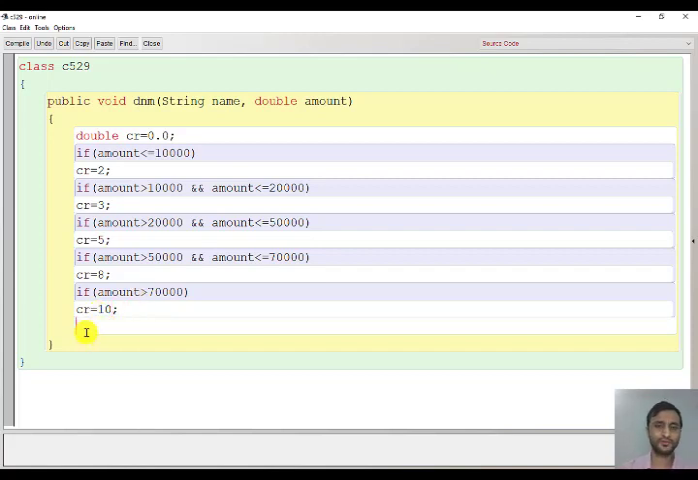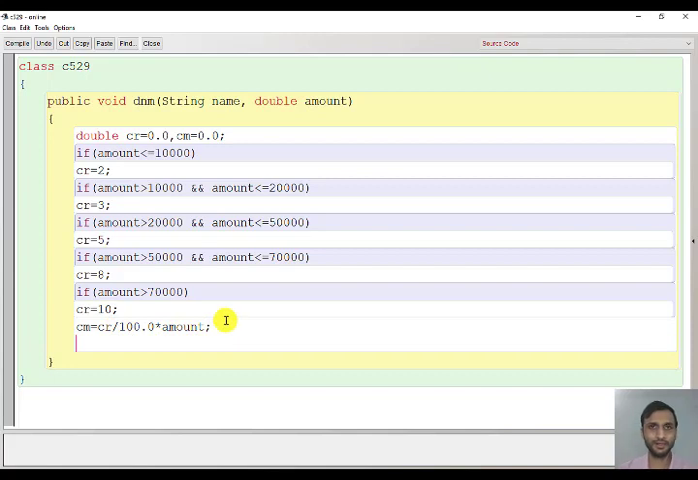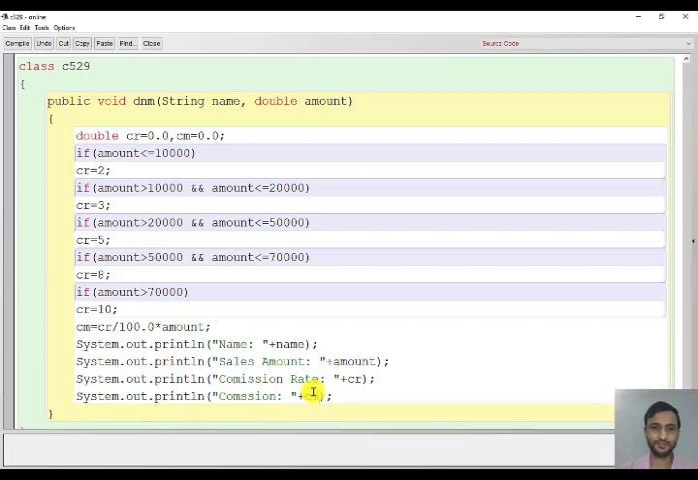So we have got the commission rate. Now it is time to calculate the commission. The commission is given by the formula commission rate by 100, because it is in percentage, into sales amount. Now we will print the name, the sales amount, the commission rate and the commission. Commission is given by the variable CM. So we printed the name, the sales amount, the commission rate, and the commission.